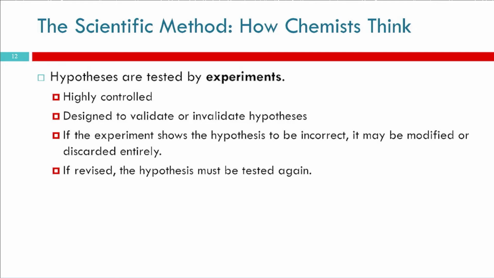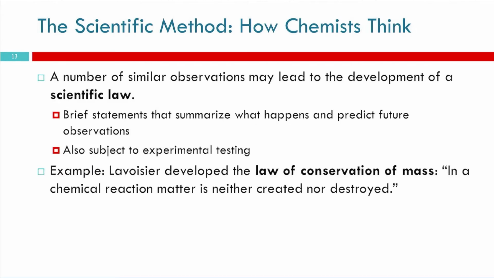They're designed to validate or invalidate hypotheses. If the experiment shows the hypothesis to be incorrect, it may be modified or discarded entirely. If revised, then you test the hypothesis again. So the goal of these hypotheses in science is to come up with either scientific laws or scientific theories.